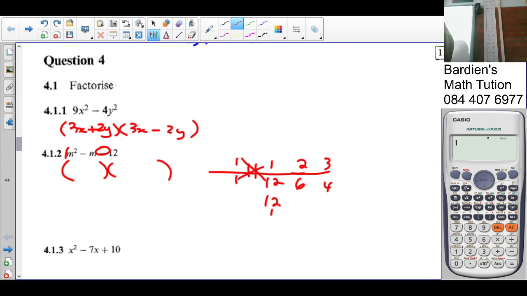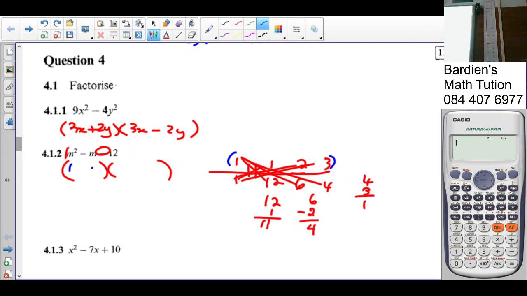So 1 times 12 is 12. 1 times 1 is 1. Subtract it, you get 11. What are we looking for? 1. 1 times 6 is 6. 1 times 2 is 2. You subtract it, you get 4. 1 times 4 is 4. 1 times 3 is 3. Subtract it, you get 1. But that is what I want. There's a 1 and a 3 in a bracket. A 1 and a 4 in a bracket. Not so? Here's m squared. So it's 1m and a 3. 1m and a 4. What about our signs?